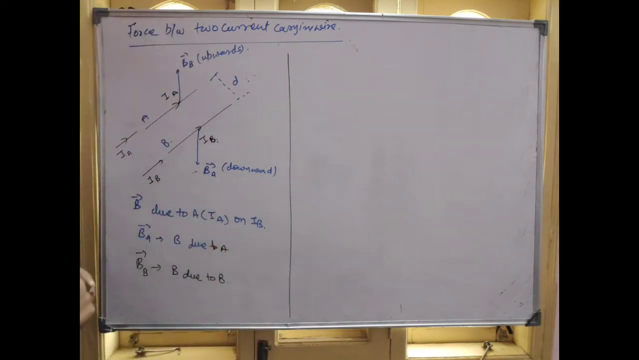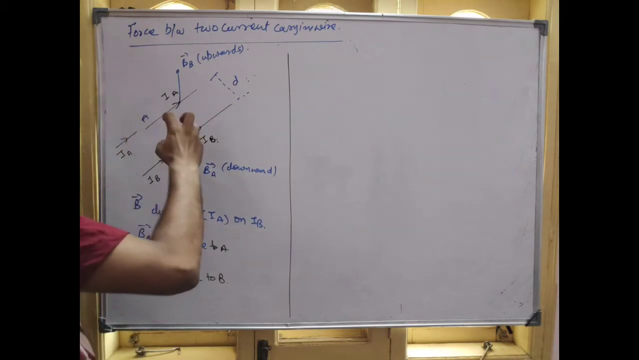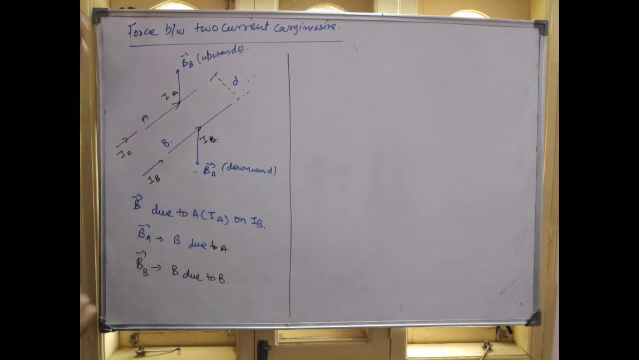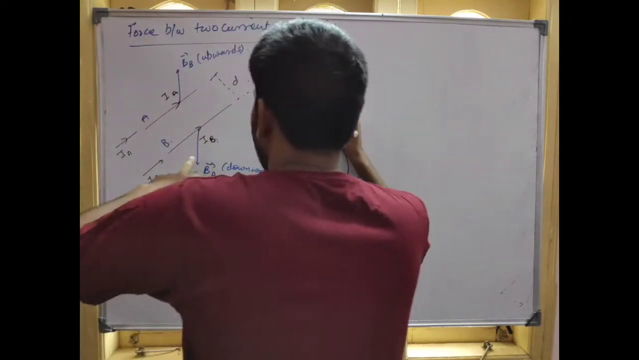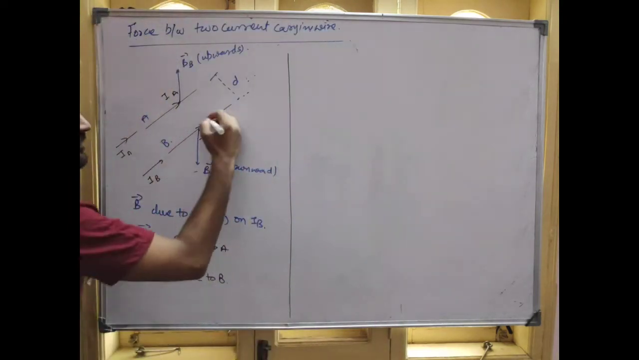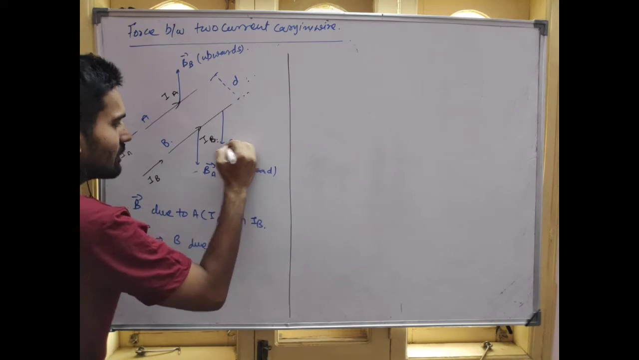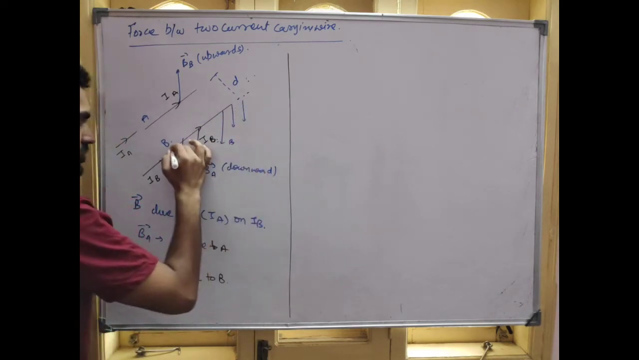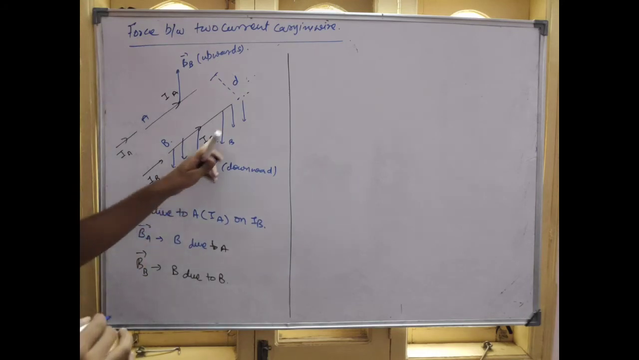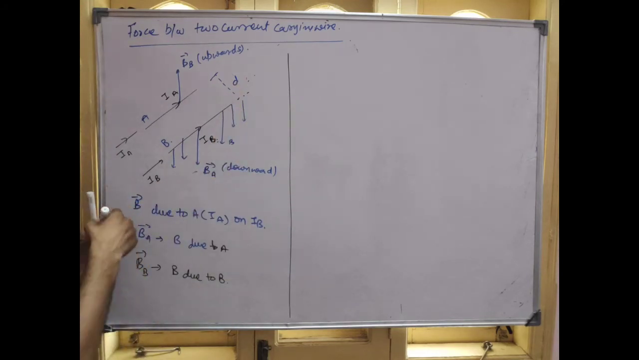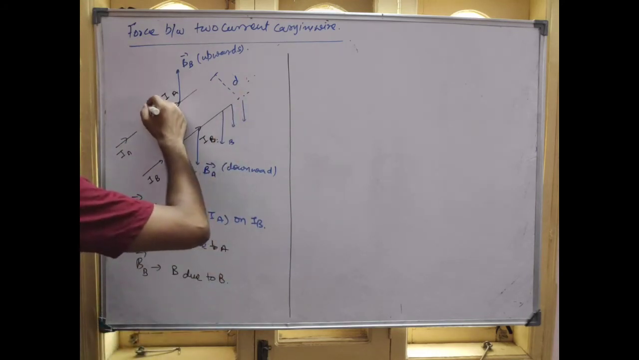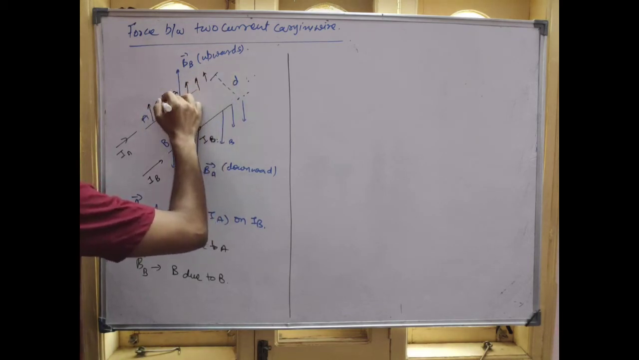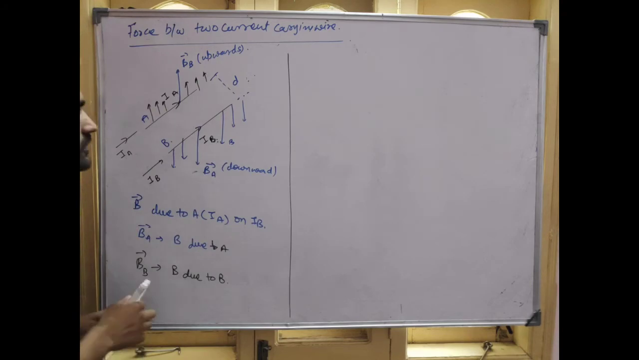Now, can you tell me what will be the force on the B wire because of A? See, how the magnetic field will be working, it will be like this here, everywhere. Yes or no? For this one, how will it be working? It will be working upward like this, everywhere. Yes or no?